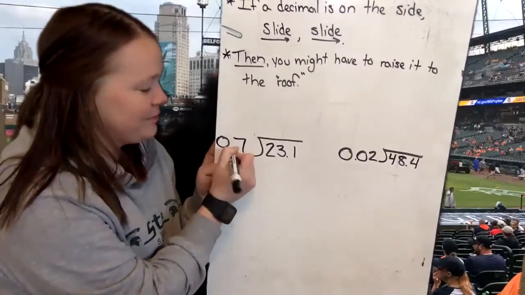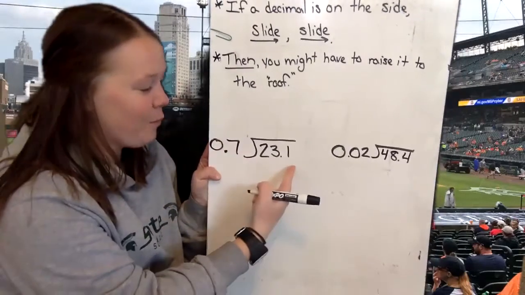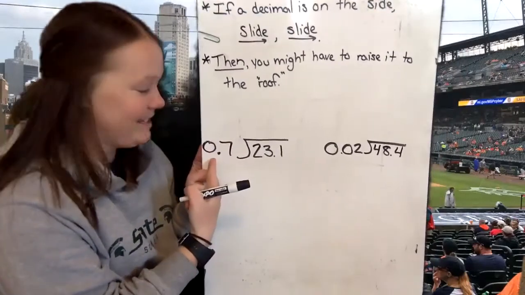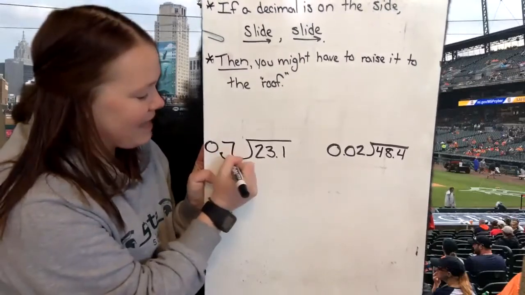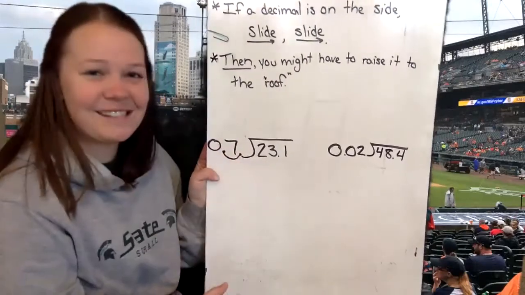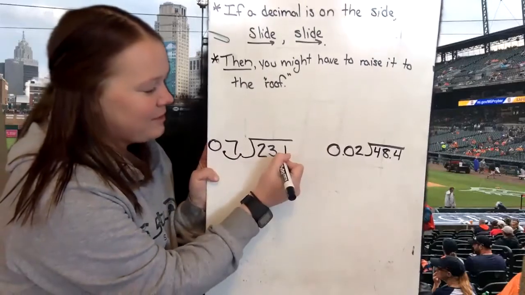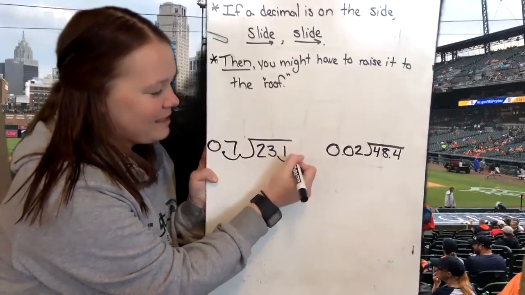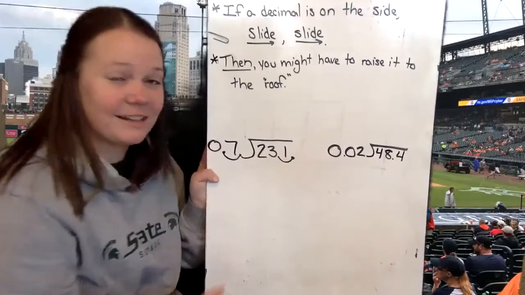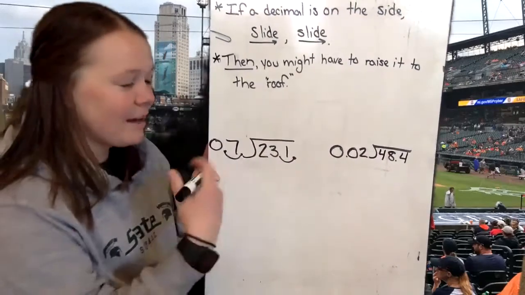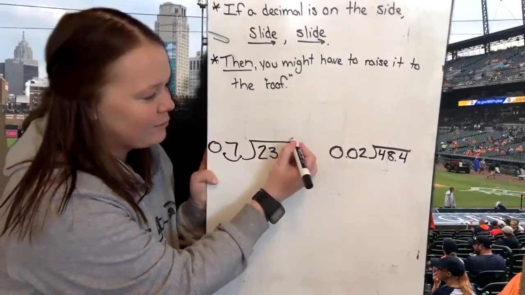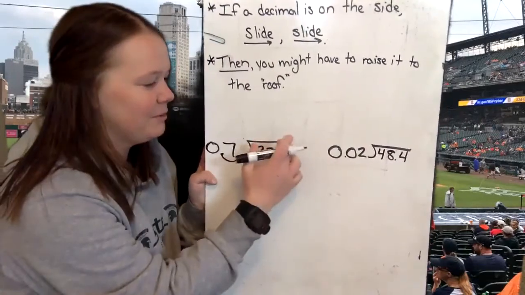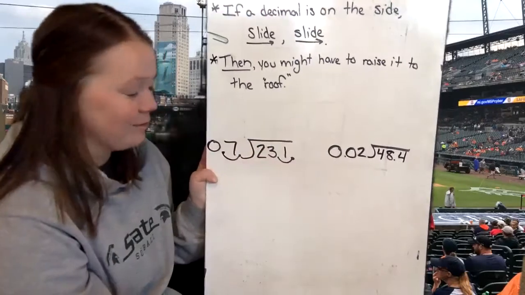We see the decimal is on the side with 23.1 divided by 0.7. So again, there are 2 decimals here. We're going to first slide the decimal over so that it's a 7. That means we have to do the same thing over here. We slide that decimal so that now it's right over here next to the 1. So it's out of the house, so we can leave it out of the house. But if you want to raise it to the roof after you've done that, you can. But you'll see momentarily that you don't need to. So now we just divide.